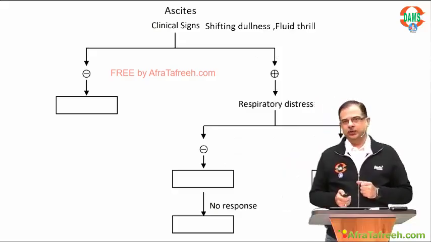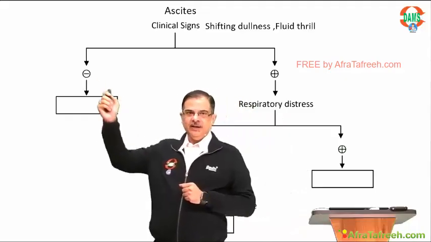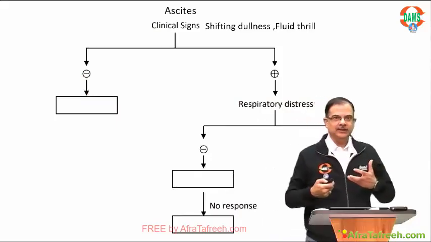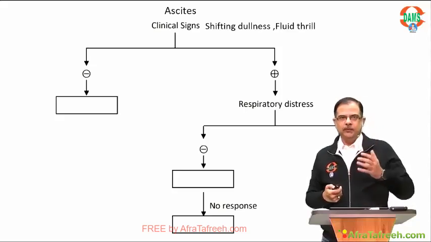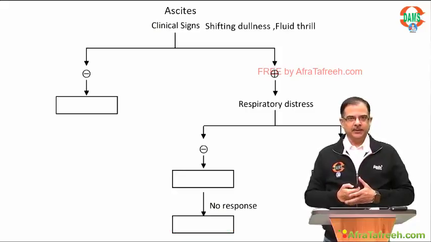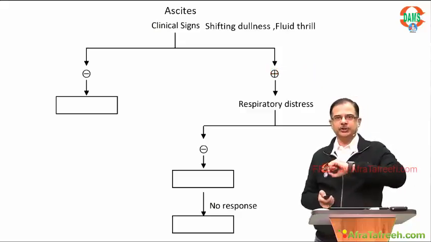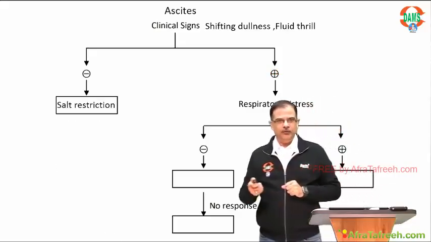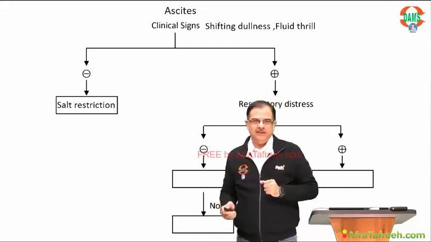So these are the two important signs. Suppose these signs are negative, they are not present. It is only on ultrasound that the fluid was diagnosed. So if only ultrasound shows fluid while clinical signs are absent, our next step will be salt restriction. Diuretics are not needed here, so no role of diuretic here. So we go for salt restriction. In that scenario, with salt restriction, ascites will improve.